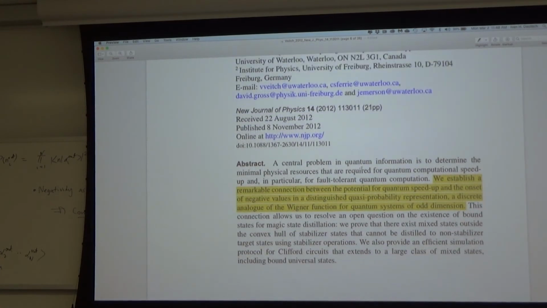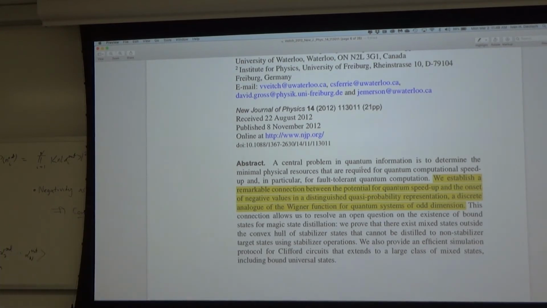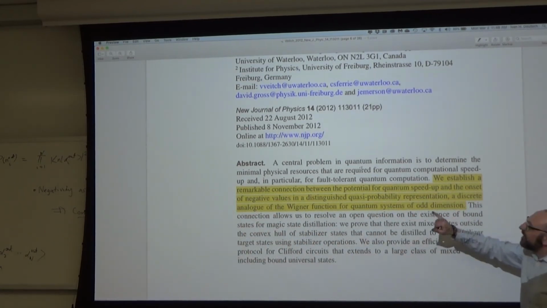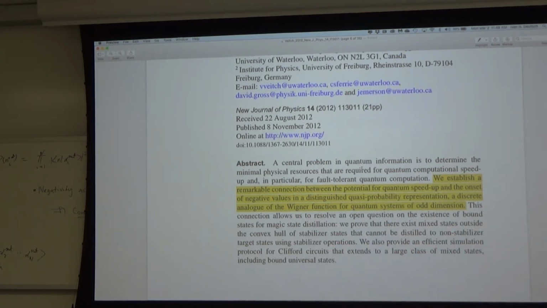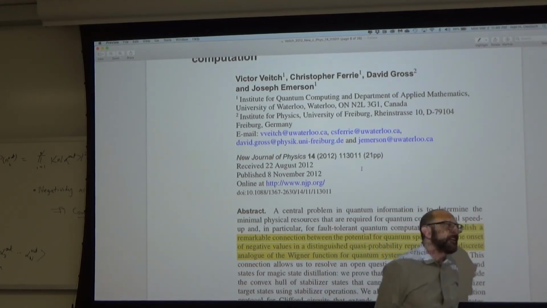If I want to do a quantum computation, what is the secret sauce that makes it go beyond classical statistics? And they showed this remarkable connection between the potential for quantum speedup and the onset of negative values in quasi-probability representations. Chris Ferry was a postdoc here at UNM, so we're always proud to point out our UNM connections here. So I'll send you guys his papers in an email, and you can look at them yourself.